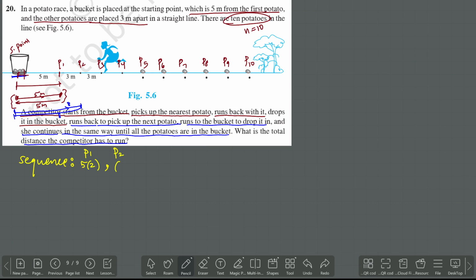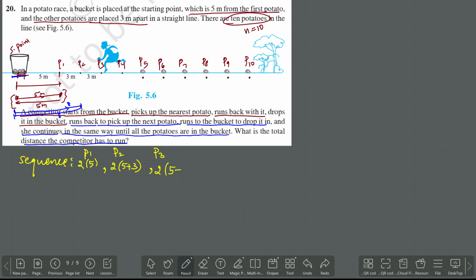Listen carefully. Here I will give 2. The distance which is covered, that I will give in brackets. Here also they will run 2 times for coming back to the bucket. But how much are they covering? 5 meter along with the second potato means 3 meter. Okay, like that. Then totally how much is it coming? 8 meter. For taking the third potato, 2 times they have to run.